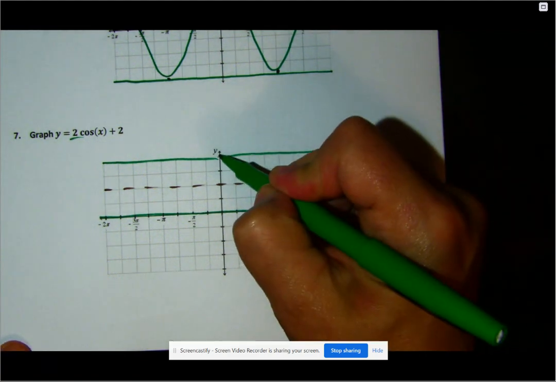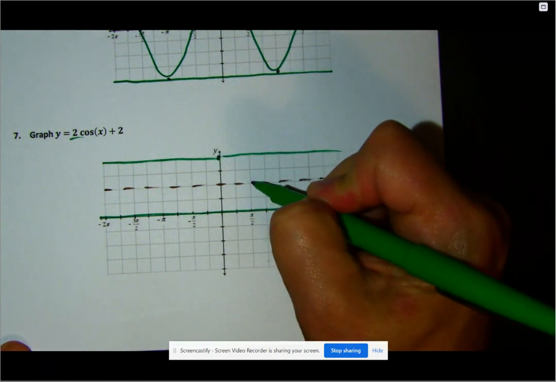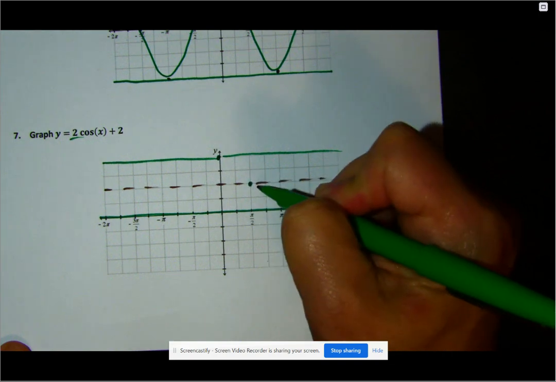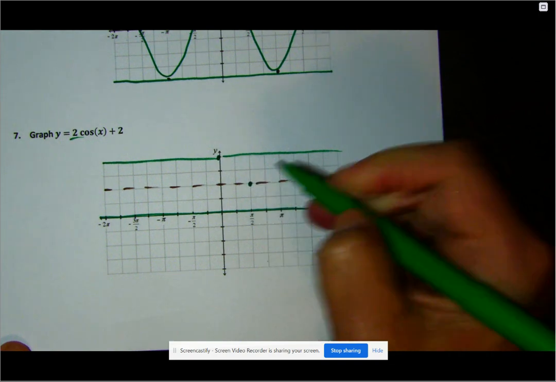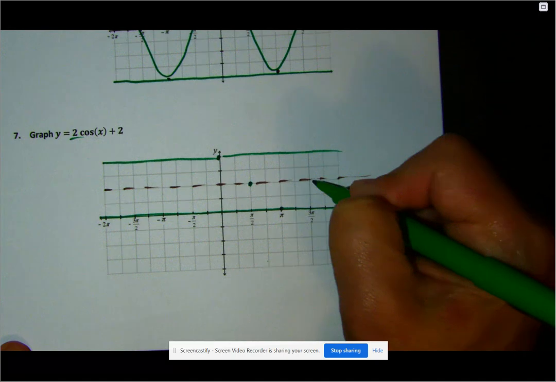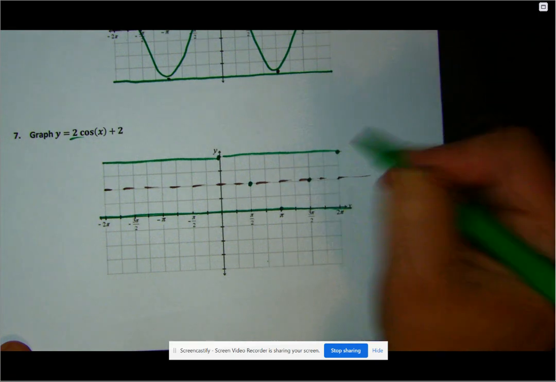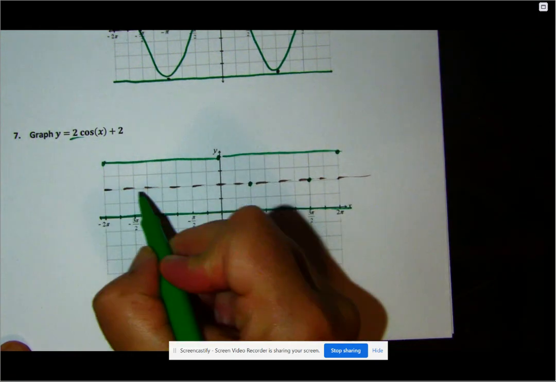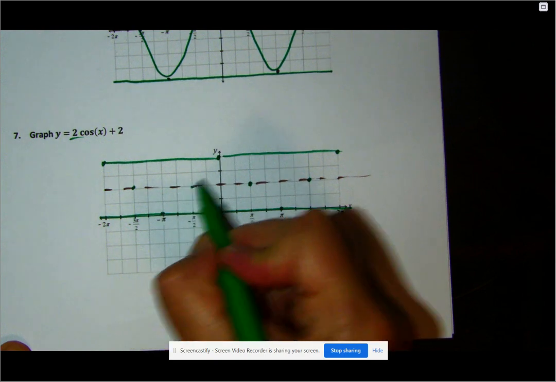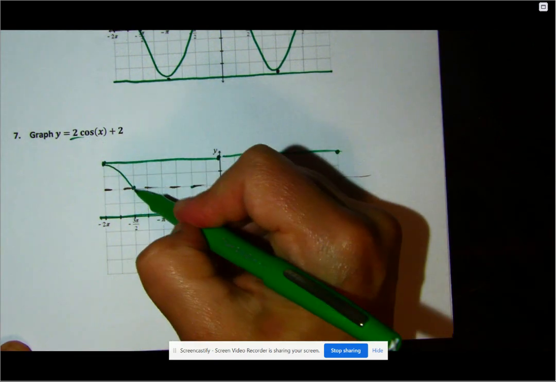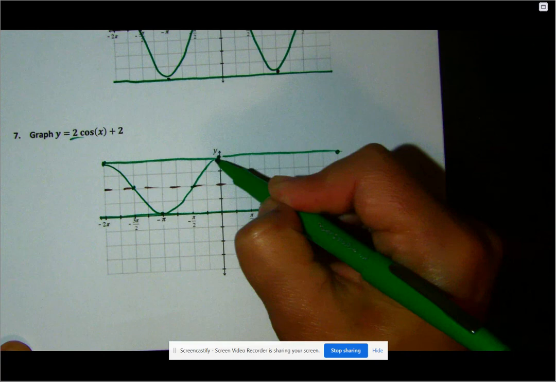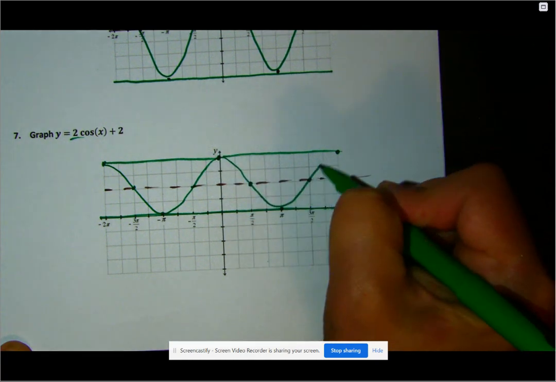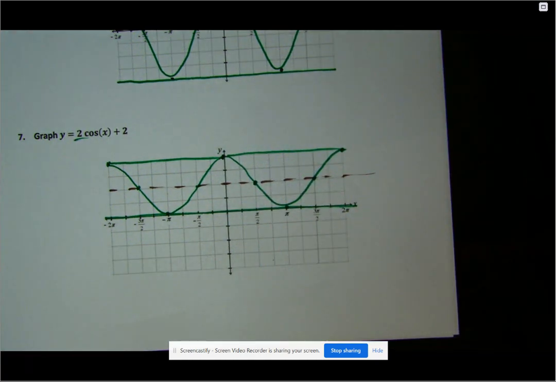Okay, so cosine at 0, you're at the top of the mountain. Then at pi halves, you're back at 0. And again, I'm calling the midline 0, just because that's easier. Think of it that way. Okay. All right. Good luck. These are actually a lot of fun the more you practice them.